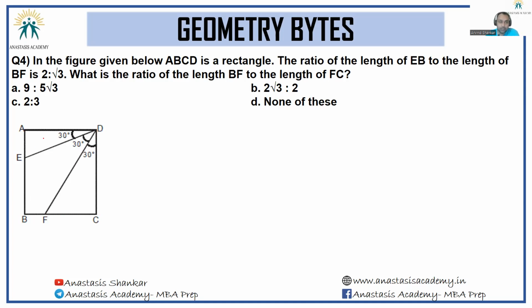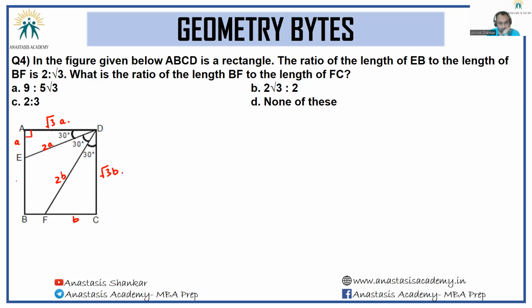Let's work. I'm looking at triangle AED. This angle is 90, so this is a 30, 60, 90 triangle. If this is A, here it should be 2A and here it should be root 3A. Now I'm looking at triangle DFC. If this is B, this should be 2B and this should be root 3B.